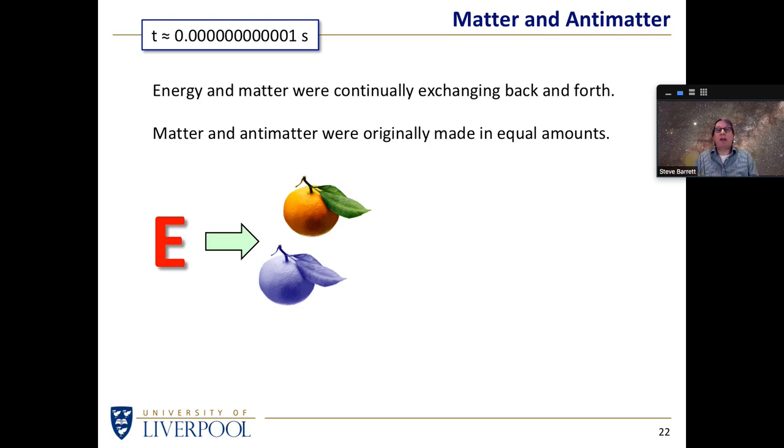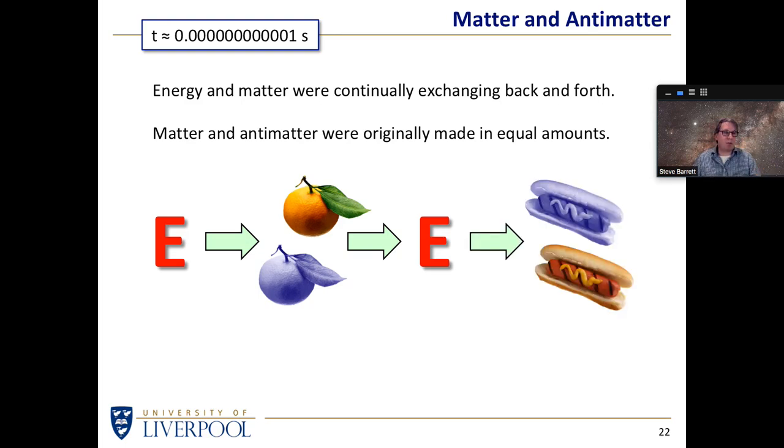And having made that little piece of matter and antimatter, very quickly they will annihilate with each other and then produce energy. And that energy can then go on to produce another piece of matter and antimatter. Not necessarily the same orange and anti-orange. It could produce, probably not a hot dog and an anti-hot dog. It doesn't matter. It'll just produce something else and its antimatter equivalent. And that will be going on backwards and forwards many, many times per second.